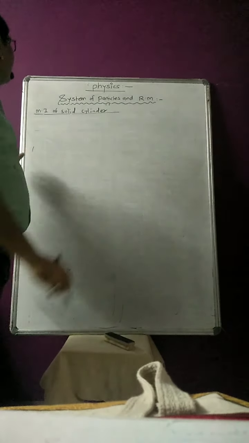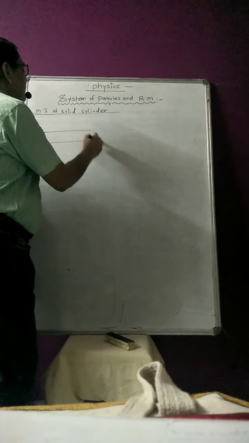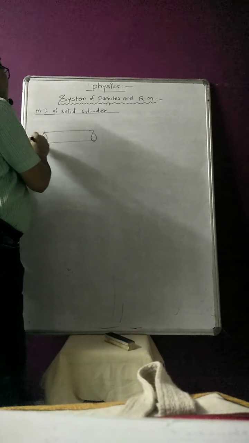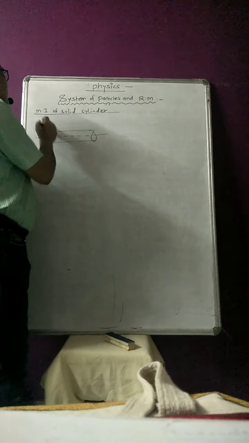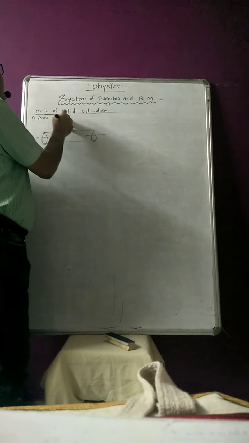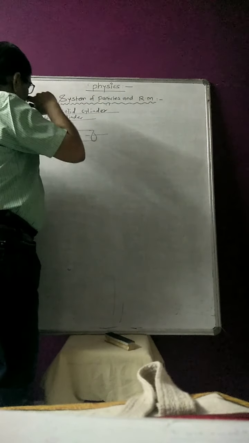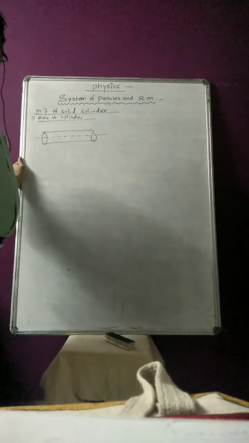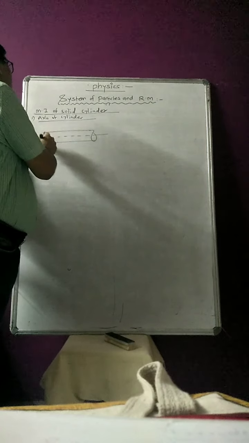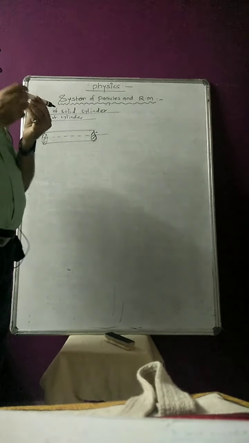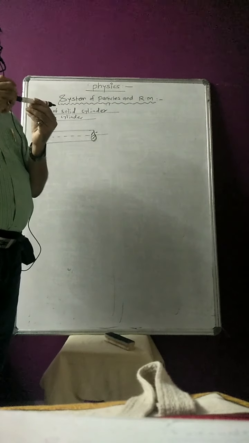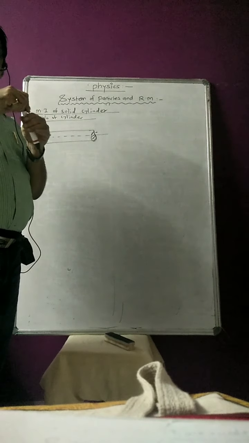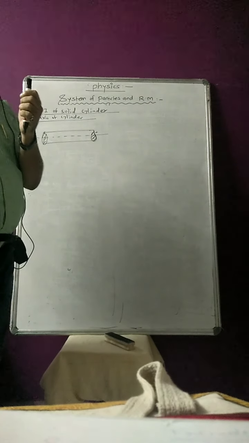Here, if I consider the moment of inertia of the solid cylinder about its axis, that axis is passing through the axis of the cylinder. Then what will be the moment of inertia? How can we calculate that? Imagine this is a solid cylinder made up of a number of discs. If I take one of the discs and cut it, then what will be the moment of inertia?